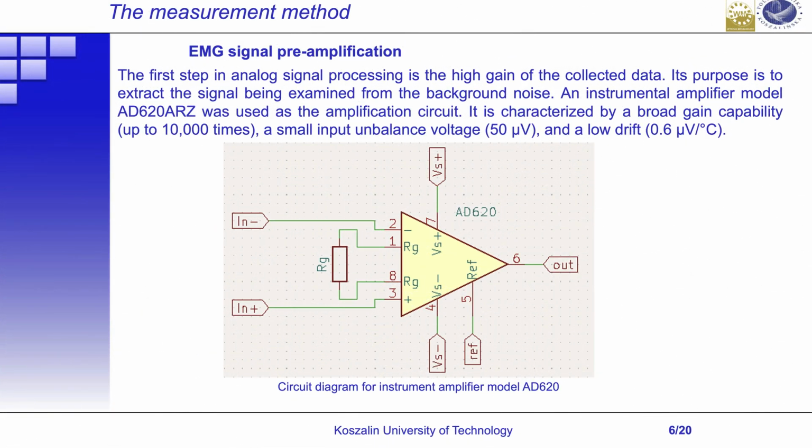The first step in analog signal processing is the high gain of the collected data. Its purpose is to extract the signal being examined from the background noise. An instrumentation amplifier, model AD620ARZ, was used as the amplification circuit. It is characterized by a broad gain capability, up to 10,000 times, a small input offset voltage, 50 µV, and a low drift, 0.6 µV/°C.